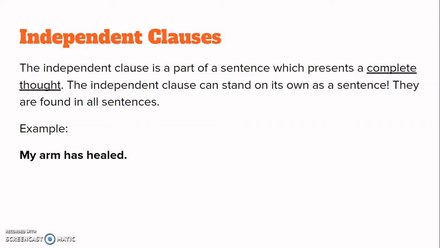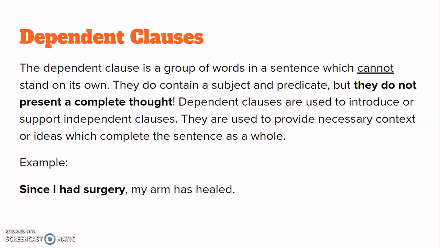For example, my arm has healed. That's an independent clause. It contains a subject, predicate, a complete thought, and it can stand alone as a sentence. However, dependent clauses also contain a subject and a predicate, but they cannot stand on their own. They do not present a complete thought. Dependent clauses are often used to introduce or support independent clauses. They often give context or background information which completes the sentence as a whole.